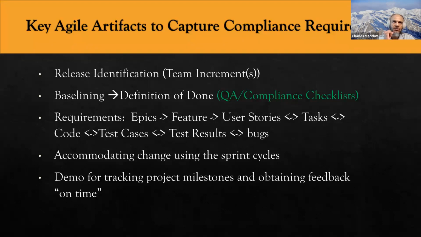But one thing that we do want to end on before we open it up for Q&A is to revisit what are the key Agile artifacts that capture all of those areas that Krithiga just went through with CMMI and DO-178. A lot of the planning requirements are captured in the release identification through the release planning process. So the team increments and the goals for each iteration that are going to be accomplished throughout the course of a release plan. So that is a key artifact.